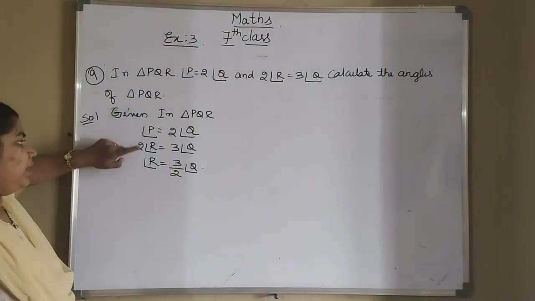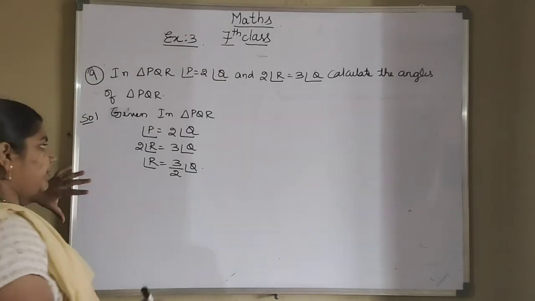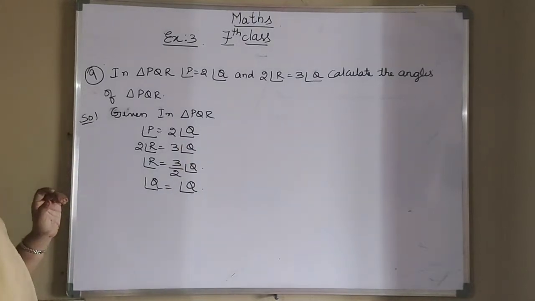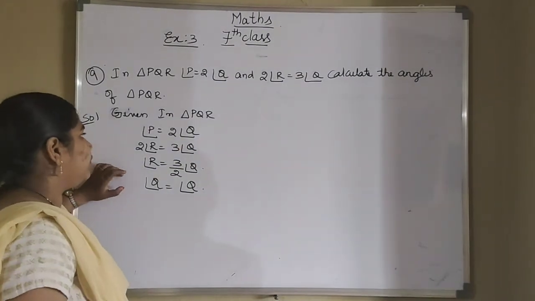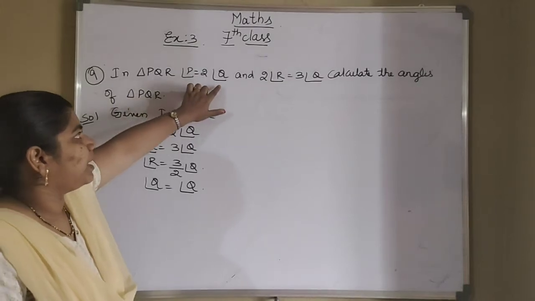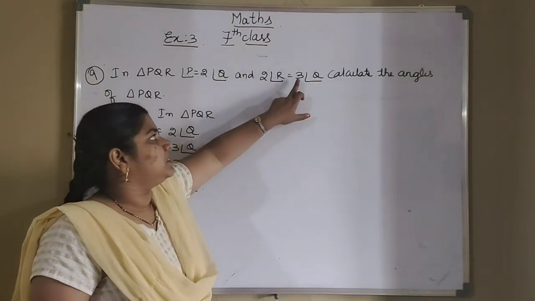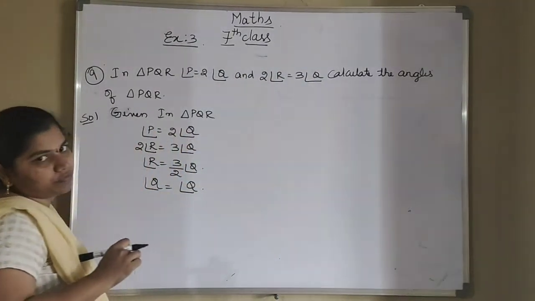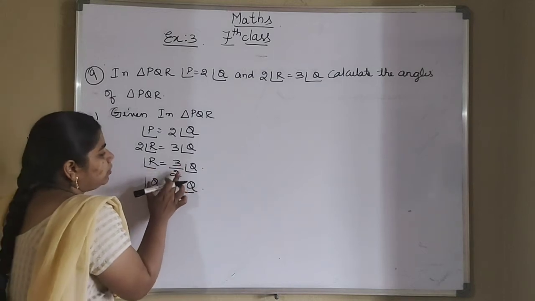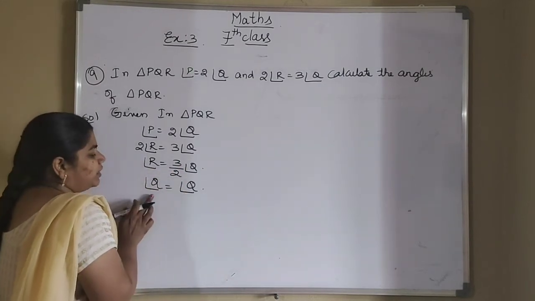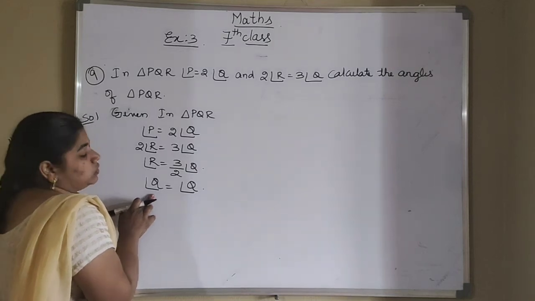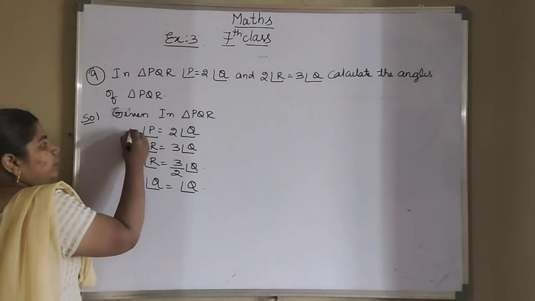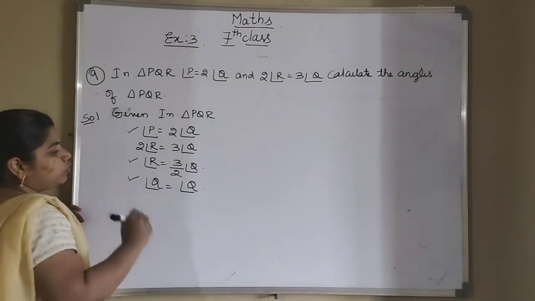So we got angle P, angle R. Angle Q value they didn't give, so we will take angle Q is equal to angle Q itself. Okay, understand? So what they have given, angle P value they have given as 2 angle Q and 2 angle R is equal to 3 angle Q. So I am taking this 2 to the other side, that will be in the form of division. So angle R is equal to 3 by 2 angle Q. And they didn't mention anything about angle Q, so I am taking angle Q is equal to angle Q only. So now angle P value you got, angle R we got and angle Q also you got.